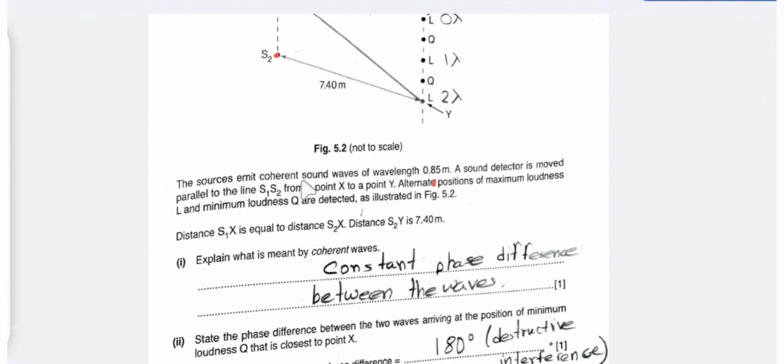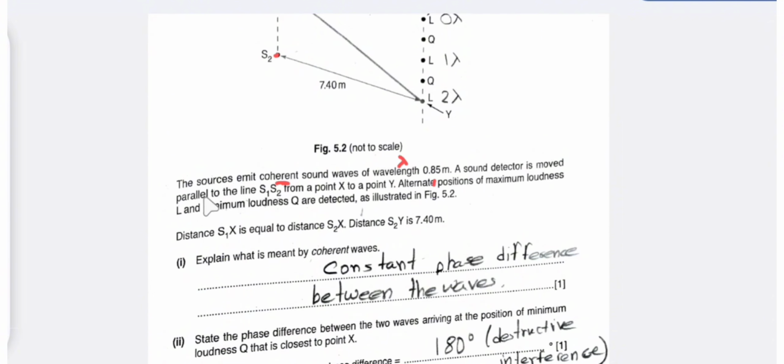The sources emit coherent waves. Coherent sound waves means that the waves have a constant phase difference between them. So we have coherent sound waves of wavelength lambda, and we get the value of lambda.